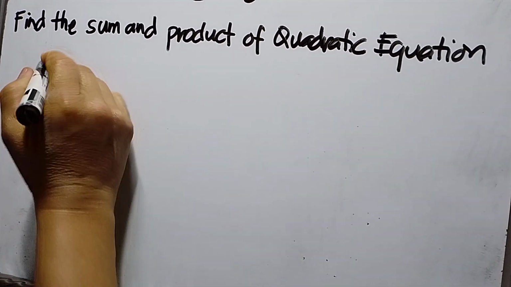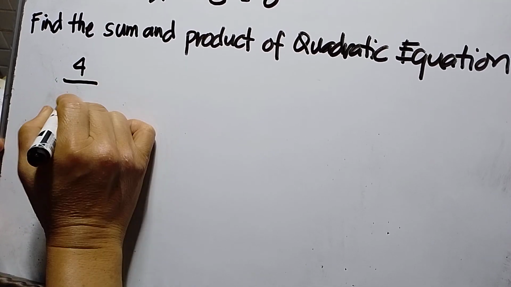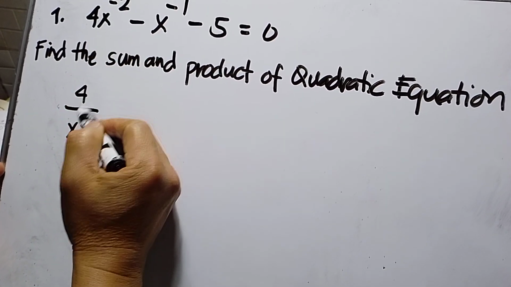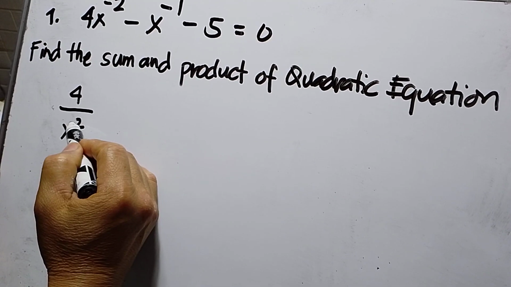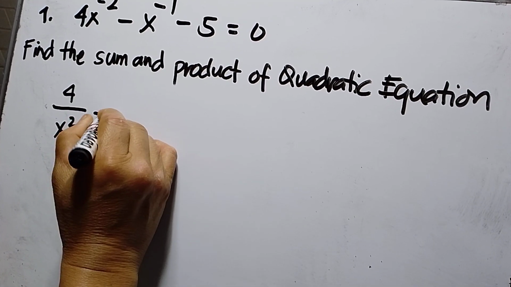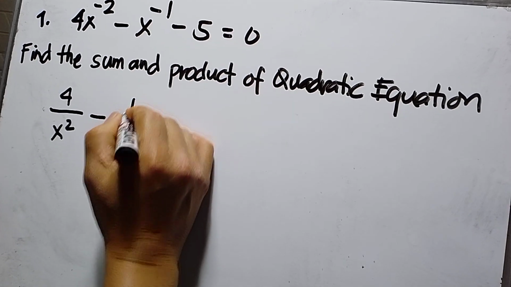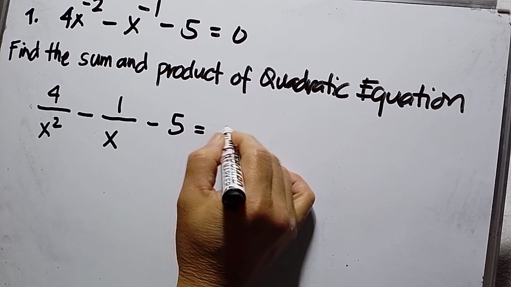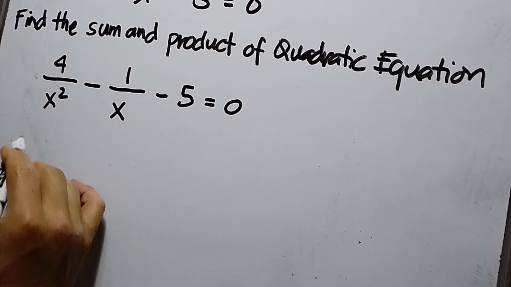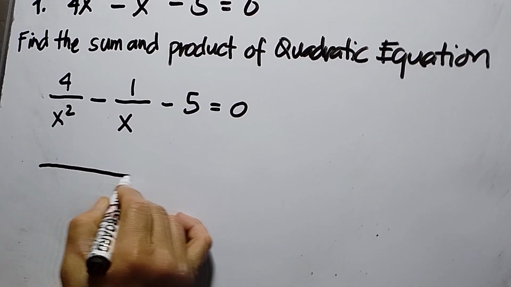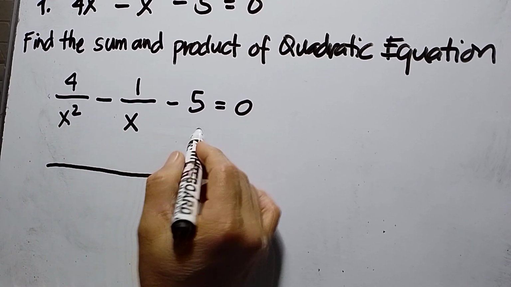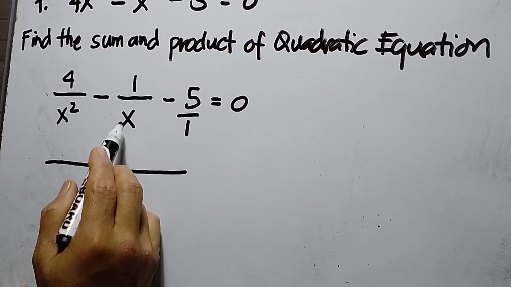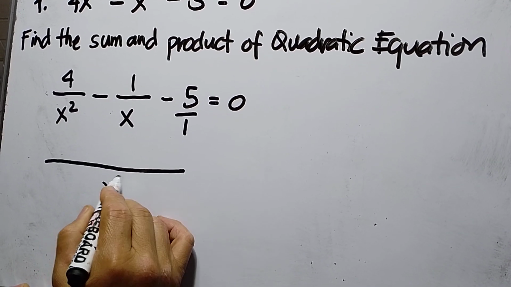So this will be 4 over x squared. As what I said, if there is a negative exponent and you bring it down, it changes to positive. Then minus, this one also, 1 over x, then minus 5 is equal to 0. So I need to find the LCD in here. So this will be over 1. The LCD between x squared, x, and 1 should be x squared.